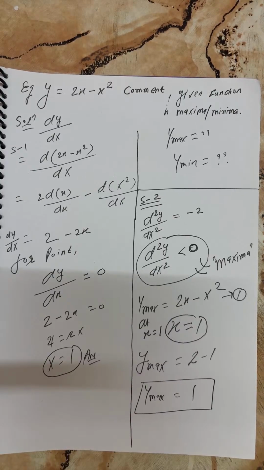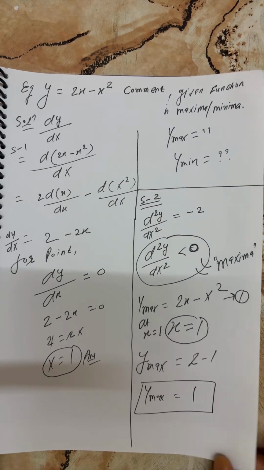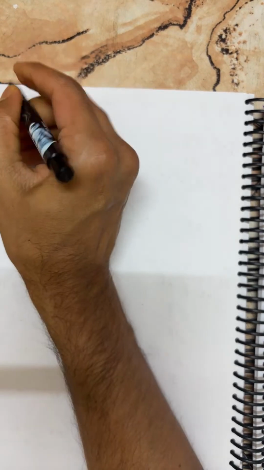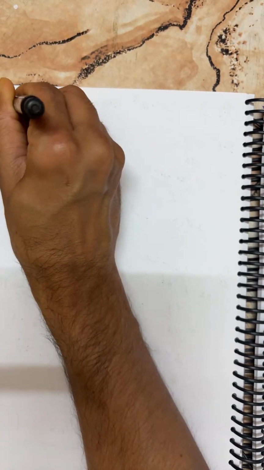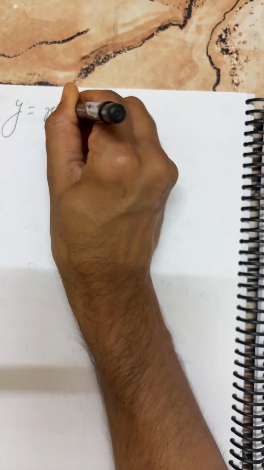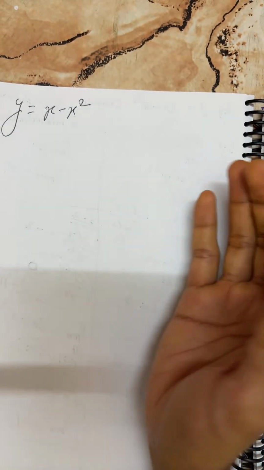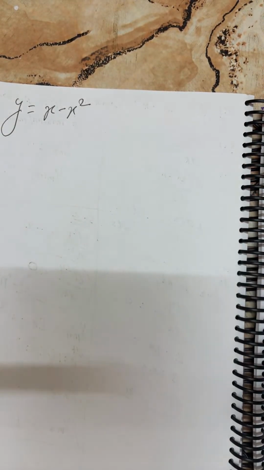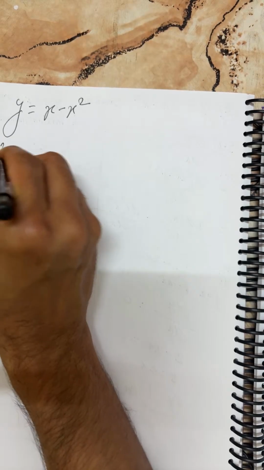Right. I'll do one more numerical here. Last question for today's live session. This is y is equal to x minus x square. Same thing here. Come to maxima or minima. Maxima, then find y maximum; minima, then find y minimum. Okay, so have a look at the solution here. I don't want to write the question again and again.